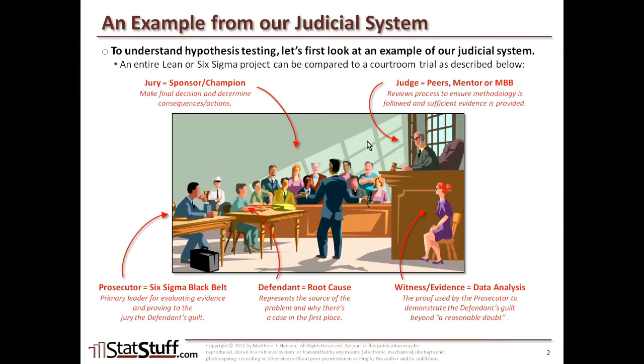And then finally, we've got the judge. The judge is the one who presides over all the proceedings going on in the courtroom to make sure everyone follows procedures. Well, that might be similar to peers or a mentor or a master black belt, someone who would be overseeing a project and supporting it to make sure that the prosecutor, well, in this case, the Six Sigma black belt, followed all the necessary rules in interpreting the data and evidence that's being used. Did they use the right test? Did they follow the right logic? And are they interpreting it correctly and communicating it back to the sponsor or champion? They're kind of overseeing it, and can be that kind of support in that way.